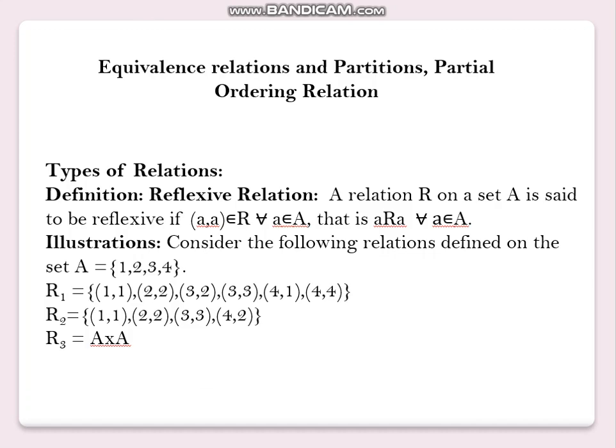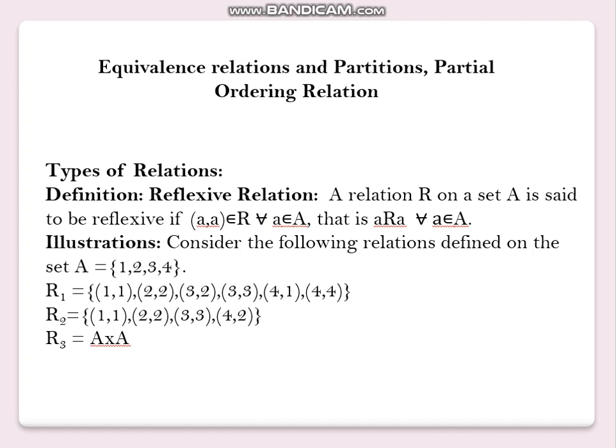Let us go to the first type, which is a reflexive relation. A relation R on a set A is said to be reflexive if (a, a) belongs to R for all a belonging to A, that is, all the members of the set A should be related to itself.